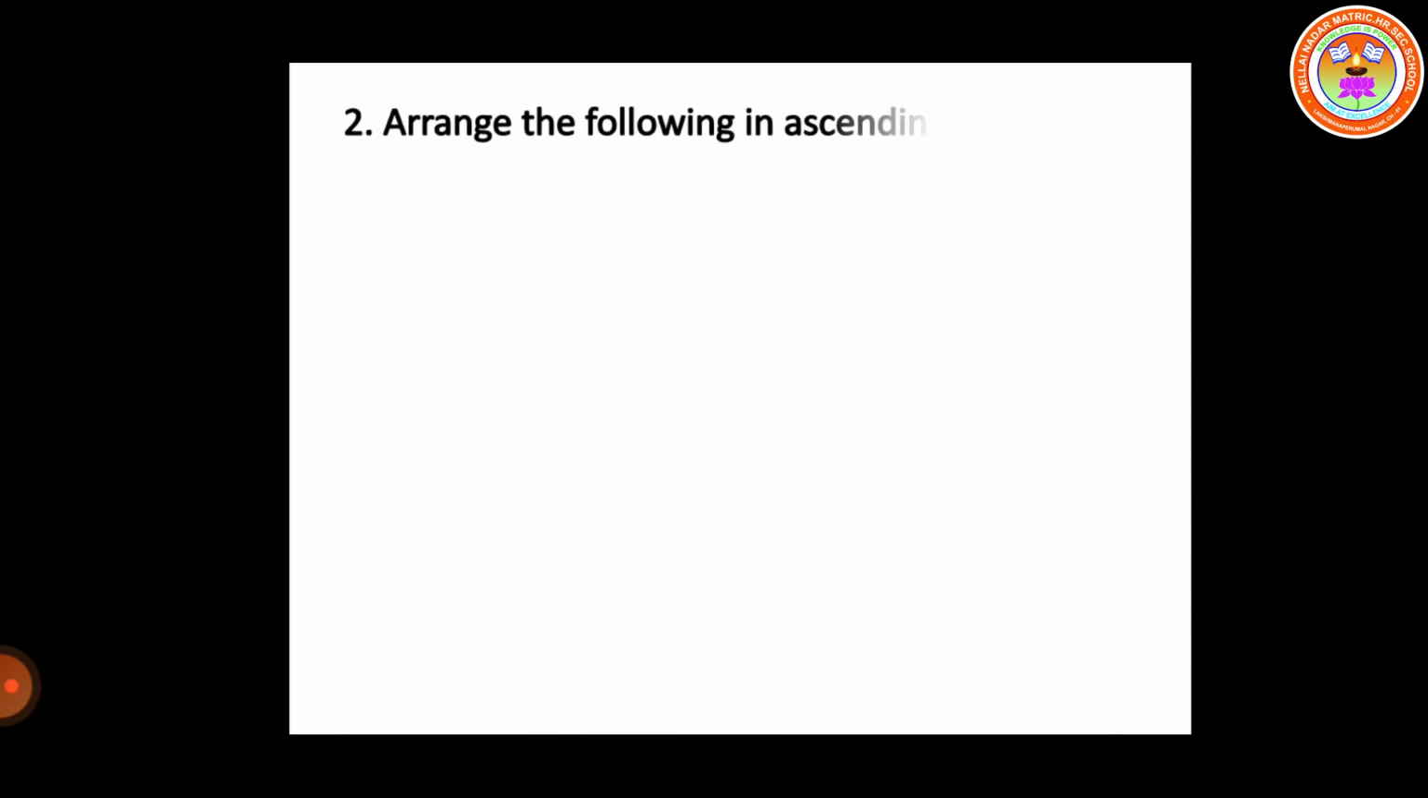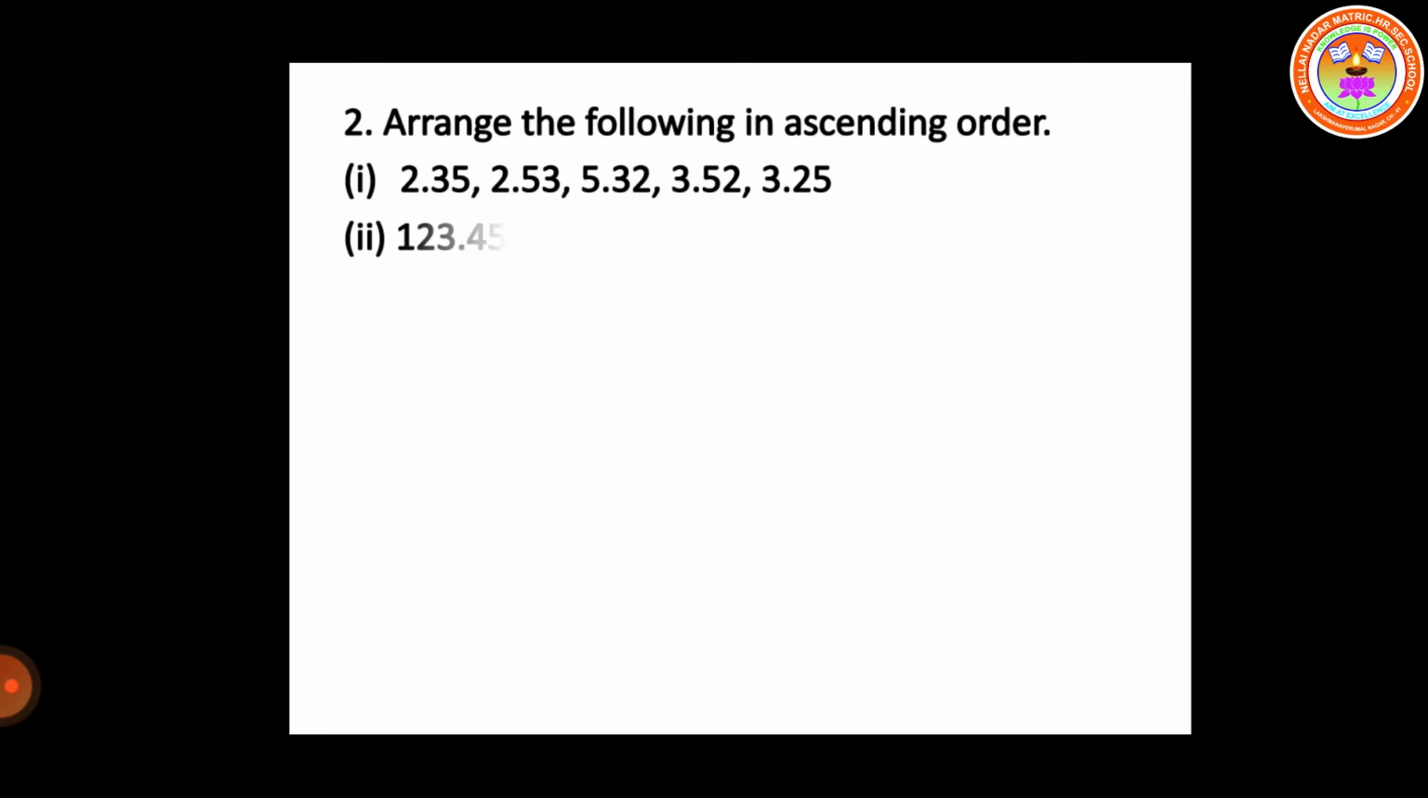Second question, arrange the following in ascending order. Ascending order means smaller to bigger. First subdivision, the given numbers are 2.35, 2.53, 5.32, 3.52, 3.25. Second one, 123.45, 123.54, 125.43, 125.34, 125.3. Let us see the answers.